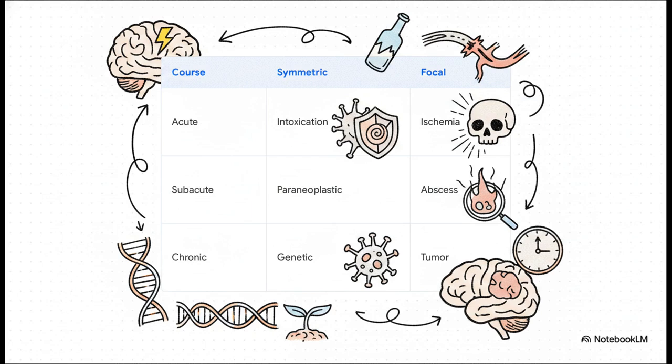And then smack in the middle, you have the subacute symmetric presentations, evolving over weeks to months. This is exactly where you must aggressively hunt for toxic and metabolic causes like severe alcohol intoxication or vitamin deficiencies or even paraneoplastic syndromes driven by autoantibodies like anti-Yo or anti-Tr that are hiding in occult cancer.